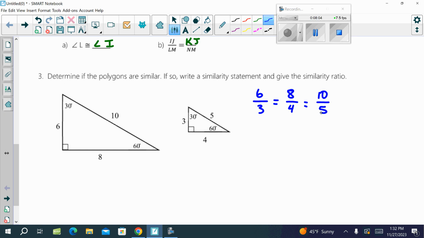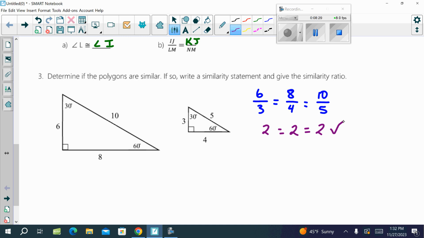So if I reduce each of those fractions, what do each of them give me? 2. So are all of these the same? Yes. 2 equals 2 equals 2. Check. So they are similar. So they're similar, right? We've got corresponding angles congruent and sides proportional. Yes? Okay, so if they're similar, it says to do 2 things.